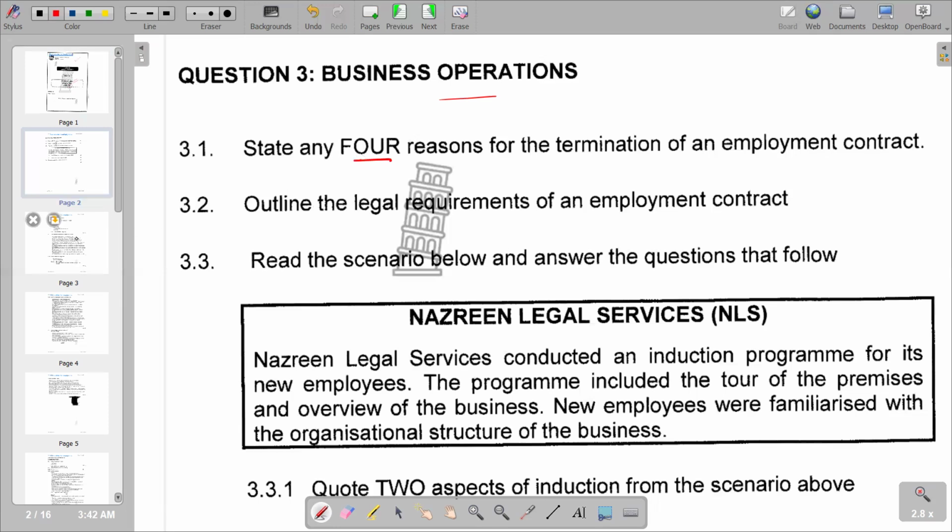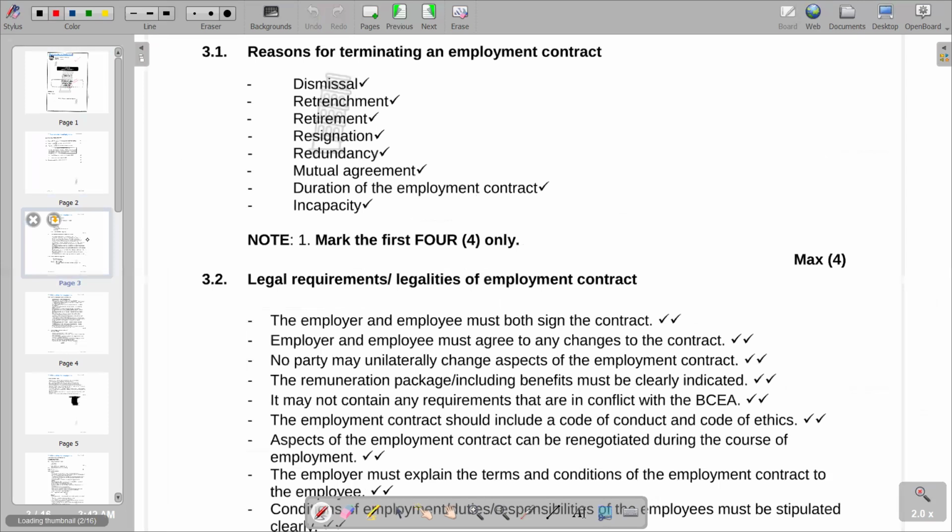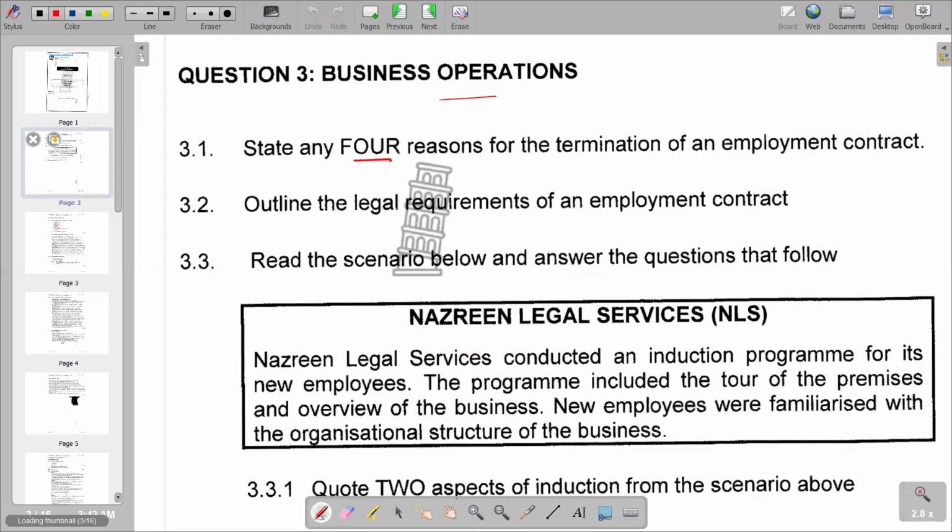So we go to our other section to see some of the reasons that we have stated there. We have dismissal, retrenchment, retirement, resignation, redundancy, mutual agreement, and the continuation of the employment contract maybe that is ended, and then we've got incapacity. Those are the reasons that we have, but our question requires us to raise 4, so we can pick 4 from the ones that we are given there. So we go to our next question, which is outline the legal requirements of an employment contract.